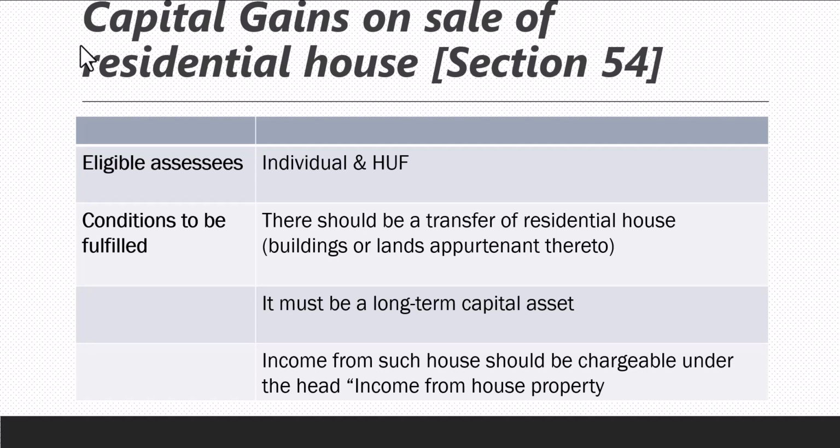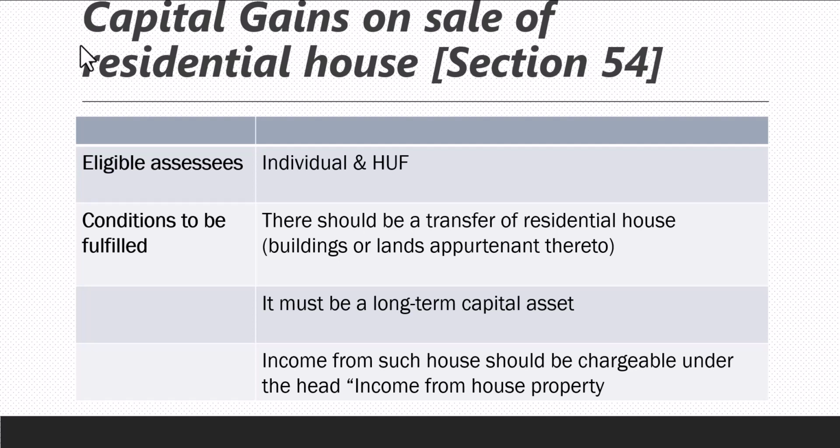Okay. So this is basically a case where you are selling a residential house. So this Section 54 is an exemption given only in case you are selling a residential house. In case you have to pay capital gains, can you avoid it? So who are the people who are eligible for this? Individuals and HUFs only, and no one else.